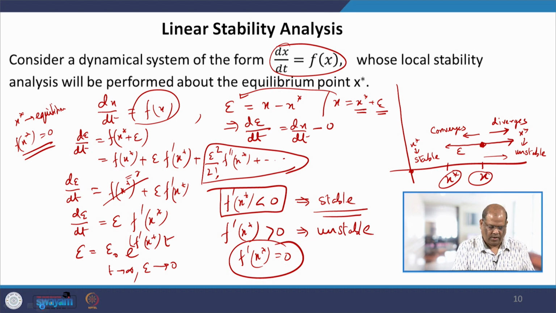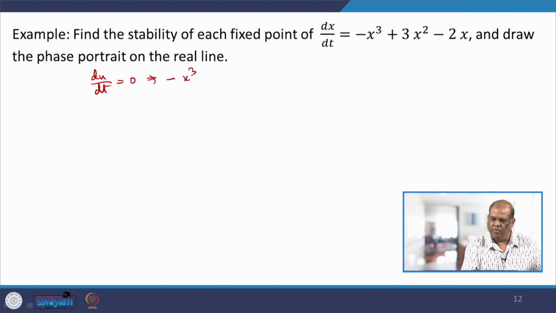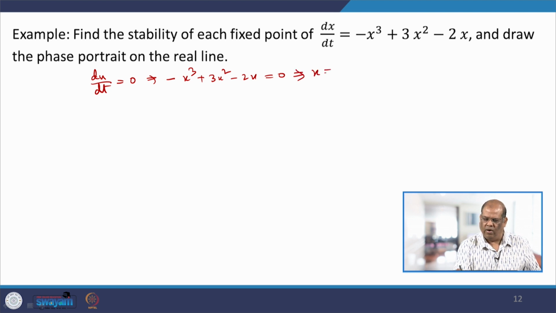Now, let us take some example. So, we take the same example for which we have found the fixed point, because we are going to find the stability about the equilibrium point. If you just recall, we have the equilibrium points by taking dx/dt equal to 0, which will mean minus x cube plus 3x square minus 2x, and you put this equal to 0, and if you solve this, you will get x equal to 0, x equal to 1 and x equal to 2.